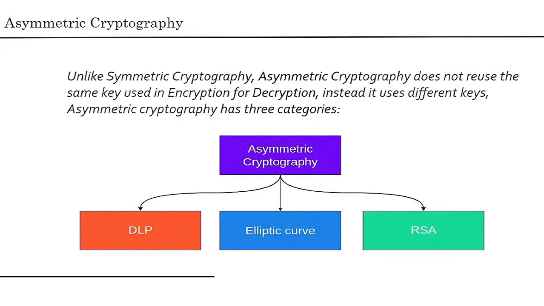Asymmetric cryptography has three different categories. First, DLP, which stands for the discrete logarithm problem, then elliptic curve cryptography, and finally, RSA. Now you might be asking, why do we even need asymmetric cryptography? Isn't symmetric cryptography already enough for us?